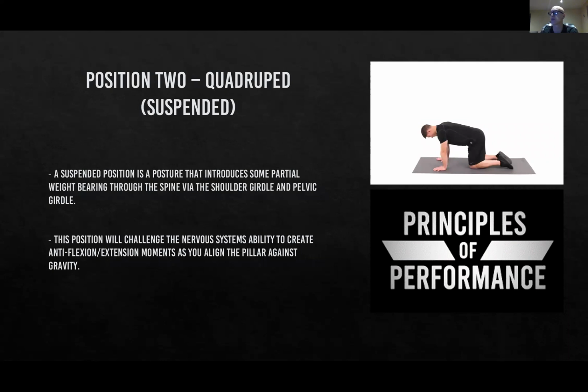Position 2 is quadruped or suspended. And this is where we take our arms and our legs and we now suspend the pillar horizontal to the ground. So we still don't have any axial load, some compressional load going through that spine. It's a little bit of shear force, but we're being supported in 4 key positions here. So this suspended posture introduces some partial weight bearing through the spine via shoulder girdle and pelvic girdle, which are the 2 top and bottom gateways to the pillar. Also, this is our first position where we can start to introduce an anti-flexion and anti-extension moment within a pattern and introduce that with breathing to create higher tier function away from our supported or supine position.